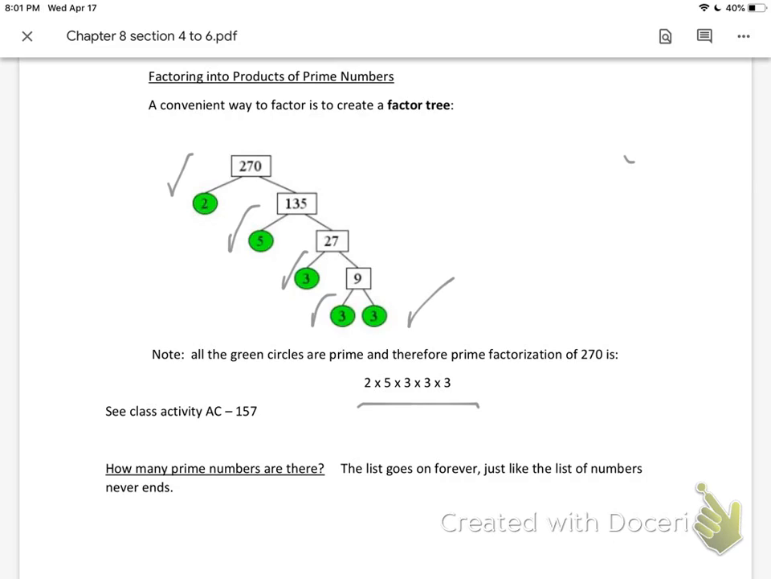Okay, there's a class activity, class activity AC-157, that will reinforce that. So how many prime numbers are there? Okay, the list goes on forever, just like the list of numbers that never end. So let's go on to the next page.